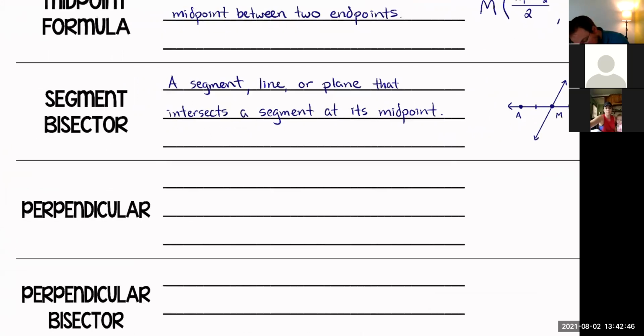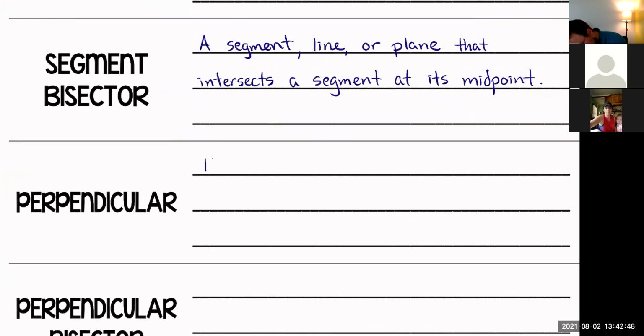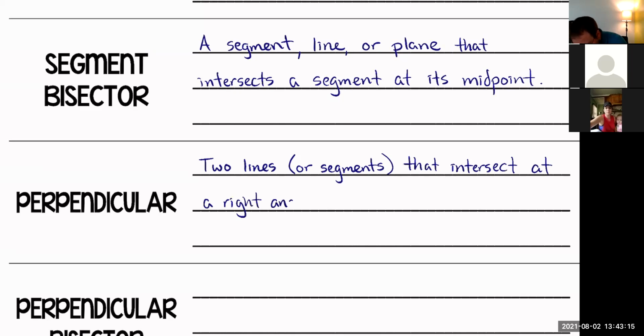But perpendicular are two lines or segments that intersect at a right angle. Does anyone know the measure of a right angle? 90 degrees.